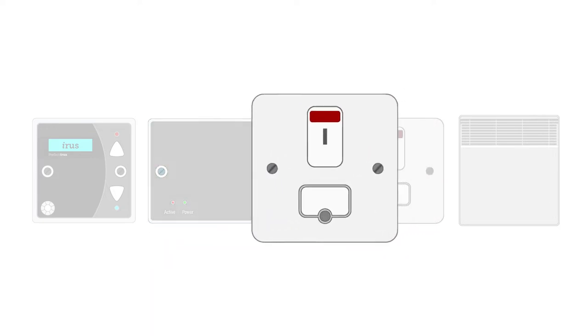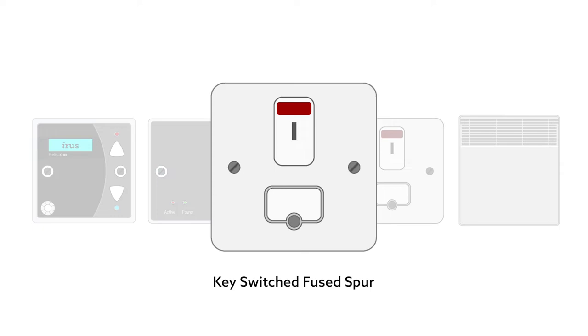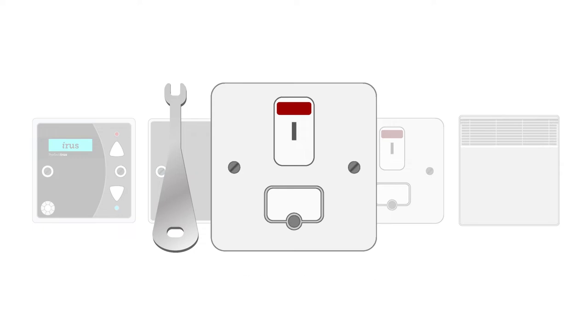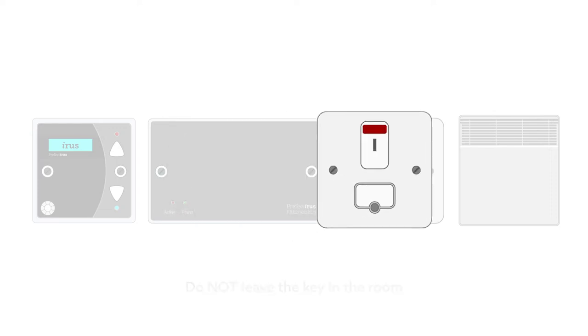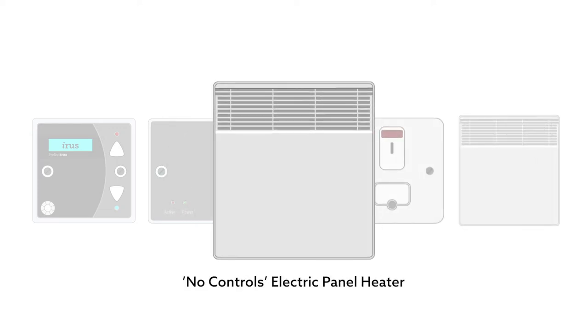The key switched fuse spur is used to isolate the heater, power unit, and control unit for maintenance or replacement of components. The key prevents unauthorized disconnection of the circuit and ensures the system is powered and providing room data 24 hours a day, 365 days per year, so please make sure it is not left in the room. Finally, this is the No Controls electric panel heater.